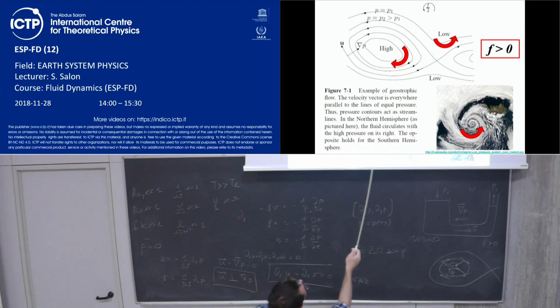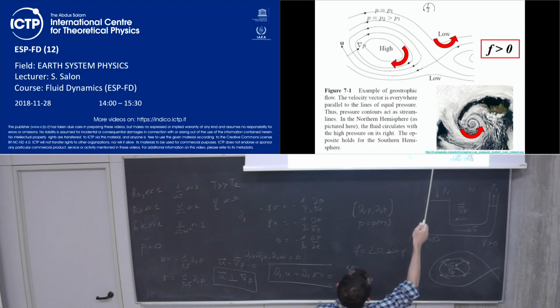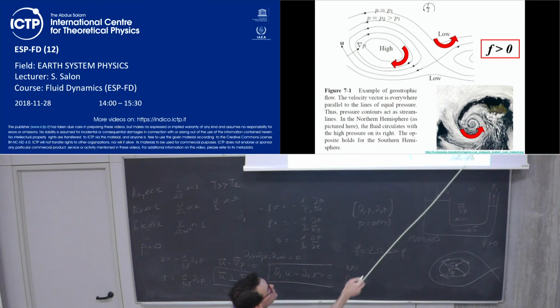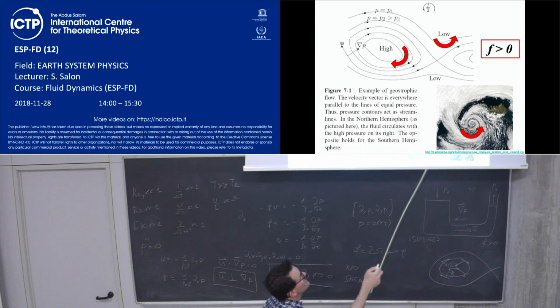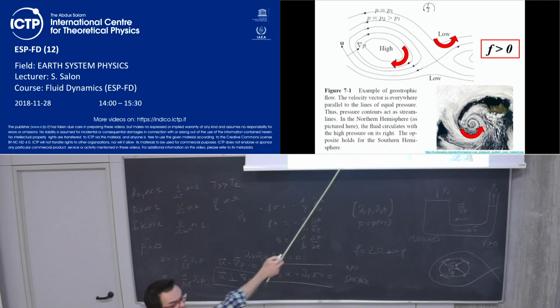On the other side, if we have a low pressure, the velocity will turn anti-clockwise in the northern hemisphere. This is a picture taken from a cyclone over Iceland, which is this one, and which goes spiraling in anti-clockwise direction. So these kinds of flows are called geostrophic. Okay, so geostrophic flow.